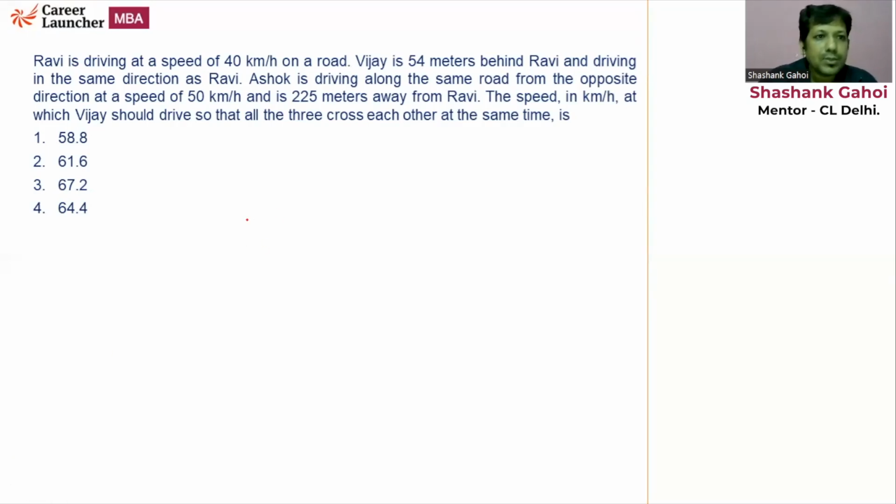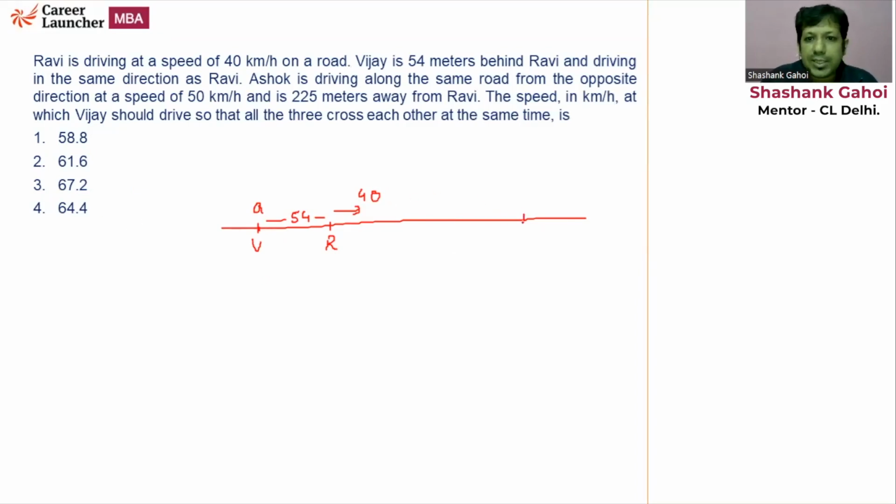Okay. So let's draw a road. Now Ravi is standing somewhere here. He is moving with a speed of 40. Vijay is, let's say here, and he's 54 meters behind this. Let's say his speed is A. Now, all three of them should meet at the same point. It means A should be greater than 40. And we can say all the options are greater than 40.